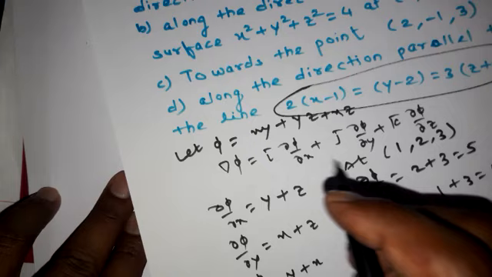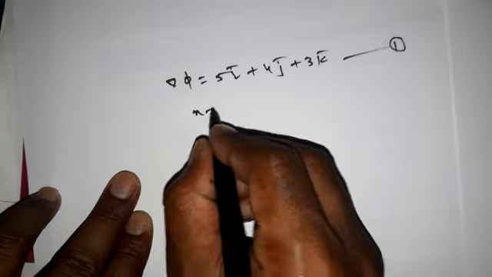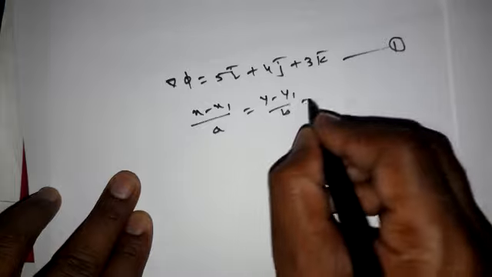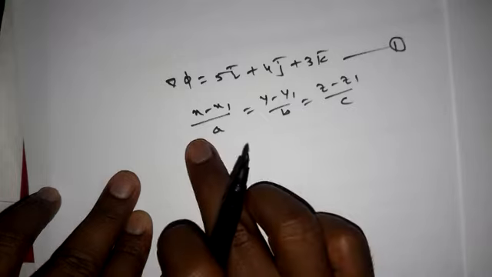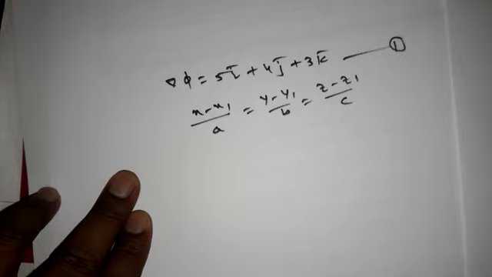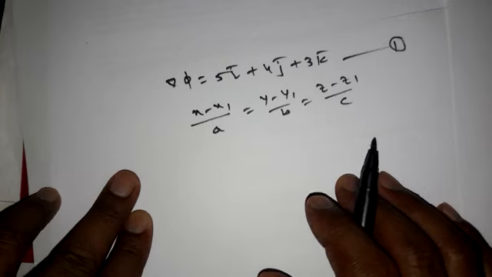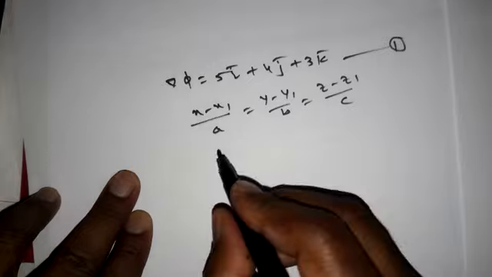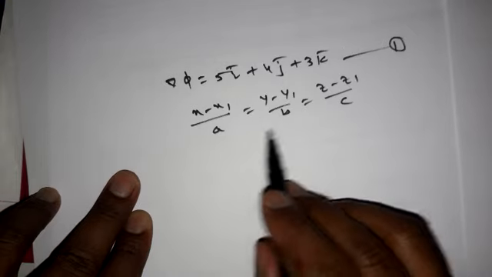Now, along the direction parallel to the line, we know that the equation of line is (x minus x1) upon a, (y minus y1) upon b, (z minus z1) upon c, the symmetrical equation of line. Or you may write x2 minus x1, y2 minus y1, z2 minus z1 if you know the 2 points lie on the line. So here a, b, c are the DRs of the line; we can call it normal in the concept of plane. So here a, b, c are the DRs.